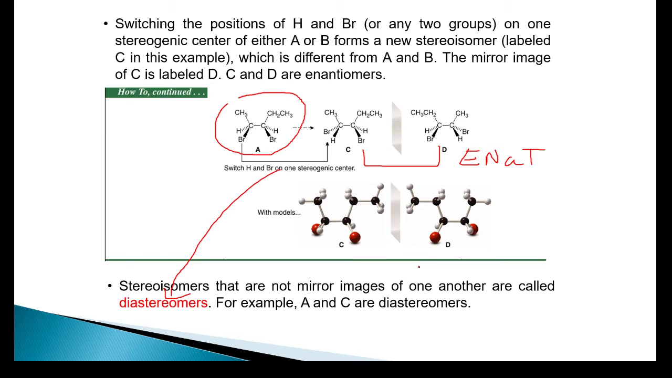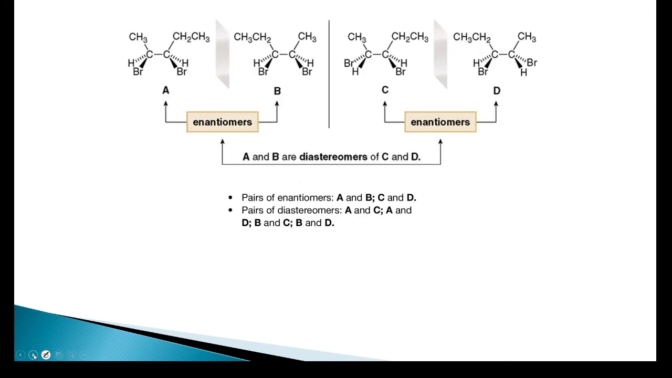Okay, so if we were summing this up, I think they do it on this next slide. Yes, they do. A and B to one another are enantiomers. So here's the 4 stereoisomers of our molecule here, 2,3-dibromopentane. A and B are enantiomers. C and D are enantiomers. A to C is a diastereomer. A to D is a diastereomer. B to C is a diastereomer. B to D is a diastereomer.